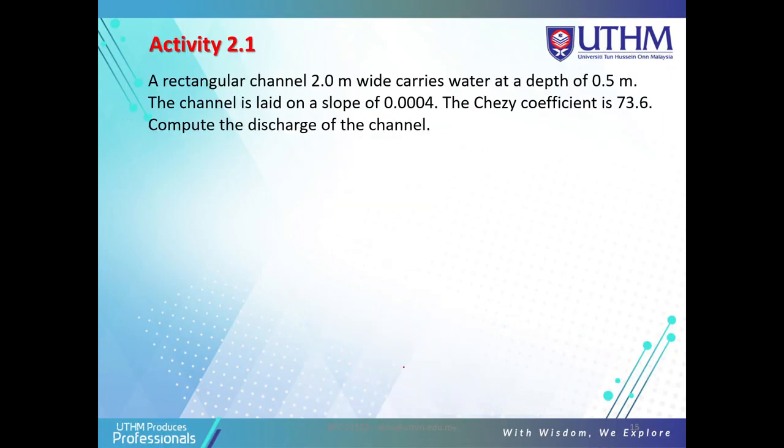Now look at activity 2.1, the example for a rectangular channel. The rectangular channel is 2 meters wide and carries water at a depth of 0.5 meter. The channel is laid on a slope of 0.0004, and the Chezy coefficient is 73.6. Compute the discharge of the channel, that means to get Q.